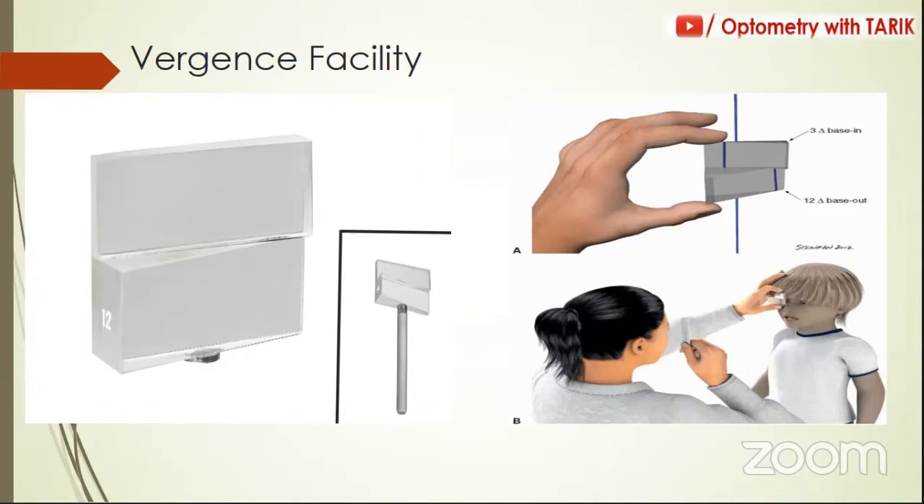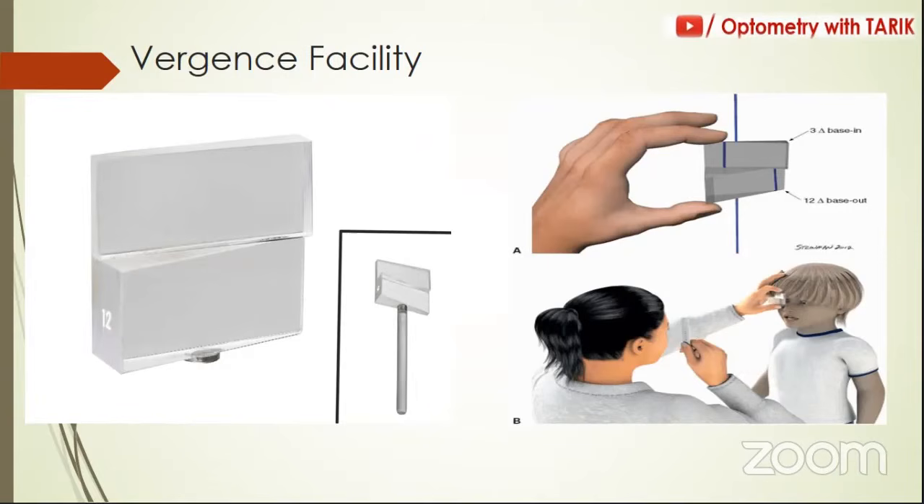Or else if you are unable to do it with that method, you can take two loose prisms into your hand, take one over the other such that 3 base in is on the inside, your 12 base out, and you can just keep flipping it up and down. Very easy method and very easy to assess your patient's Vergence facility.